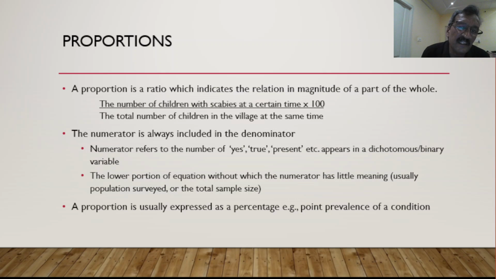Moving on, the next kind of tool of measurement we're going to use is proportions. And a proportion, by the way, is another kind of ratio, but it's not a ratio, it's a proportion. This indicates a relation of a part in terms of magnitude to the whole. So that means that the part is part of the whole. The number of children with scabies at a point of time, into 100 to make it into a non-decimal number or an integer, over the total number of children in the village at the same time. That means the proportion of children affected with scabies at a particular point of time in a village.